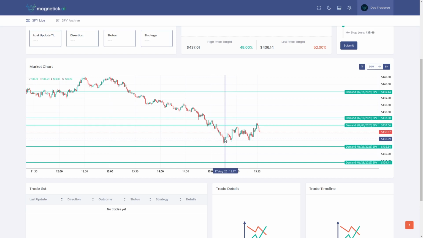So either go long here or long at this candle with a stop loss below the low of the day that far, with a price target that was a previous key level, which is this demand level. So this was how you could have traded these demand levels on SPY.